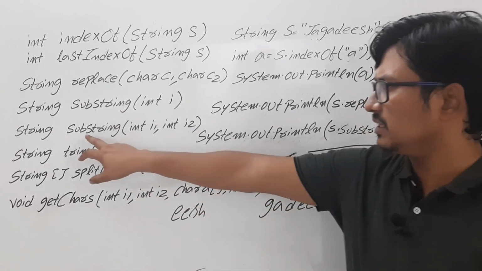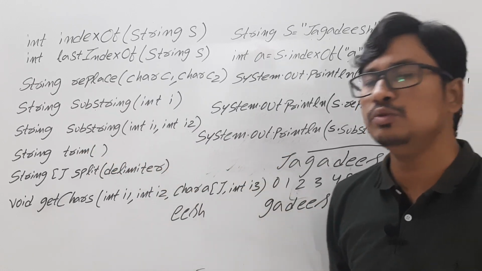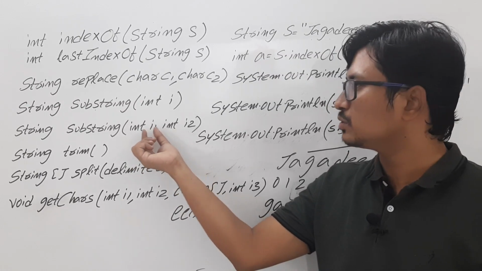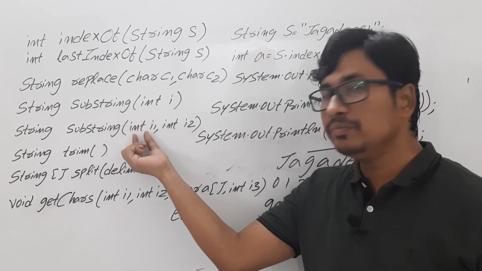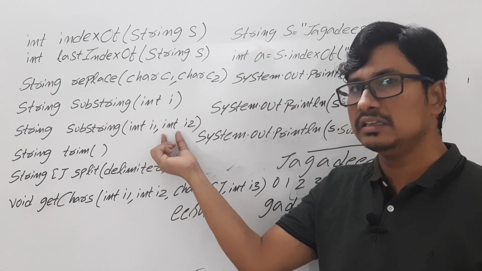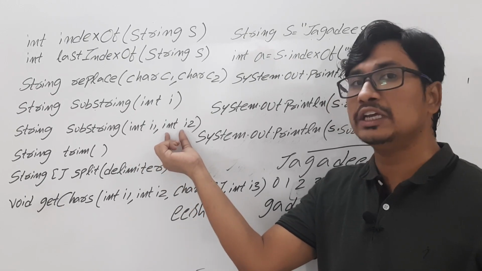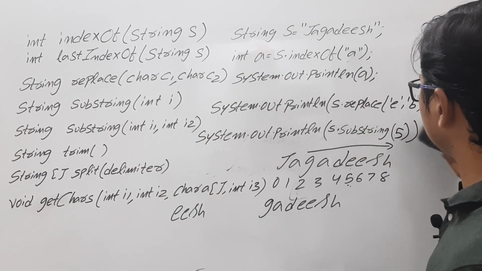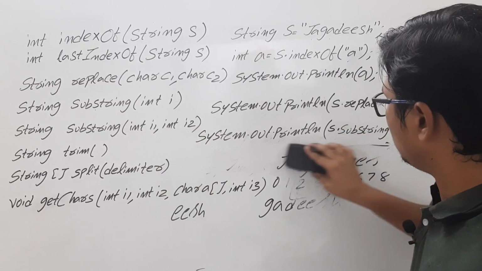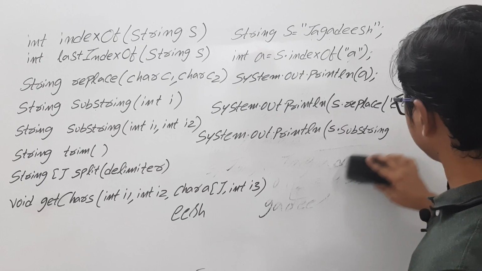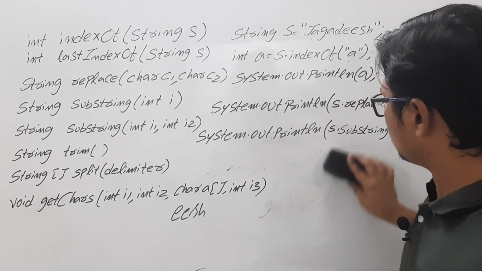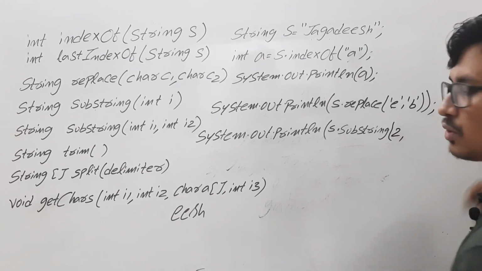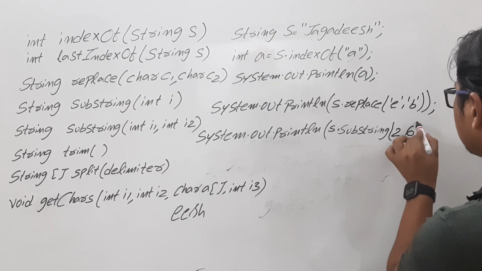But now look here, this substring is taking two parameters, one integer, another also integer. So what it will do is that from this index till this index, but it will not include this one, it will exclude this one. I will discuss with an example so that you will understand in a better way. Let me erase this one so that I can use this space. So I will take 2 and then I will take 6.